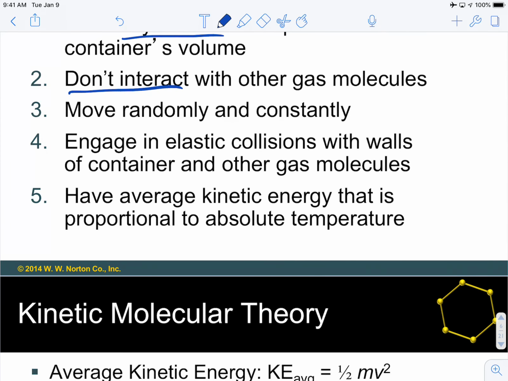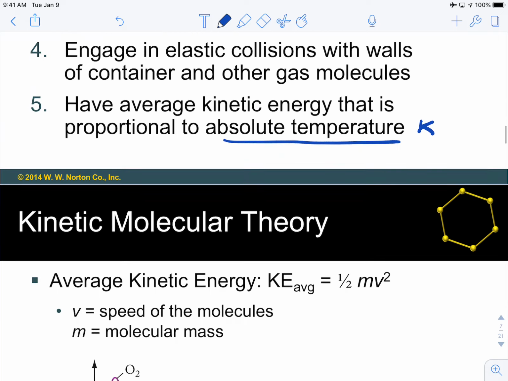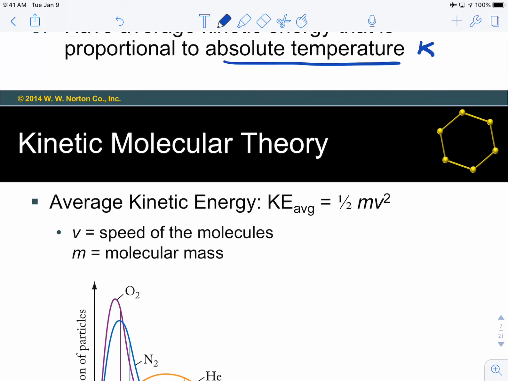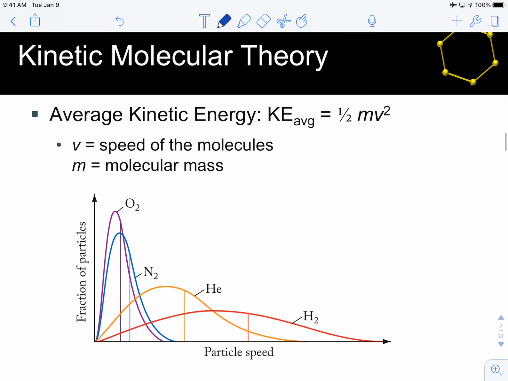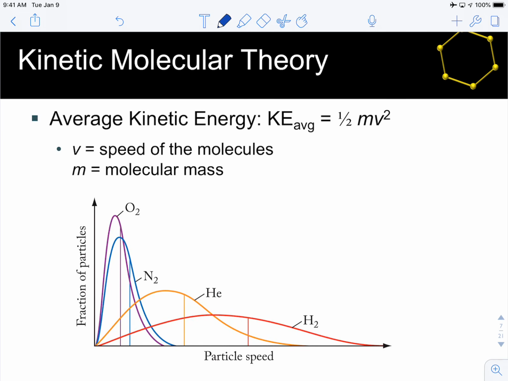They have an average kinetic energy that is proportional to the absolute temperature. And when we say absolute temperature, it means basically we've got to make sure we're using the Kelvin scale here, okay? And then it's proportional. If you don't use the Kelvin scale, it's not going to be proportional the same way. So you need to realize that.